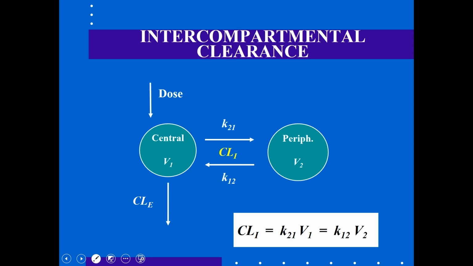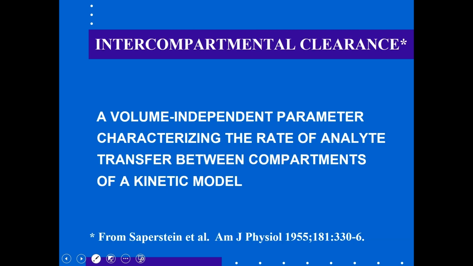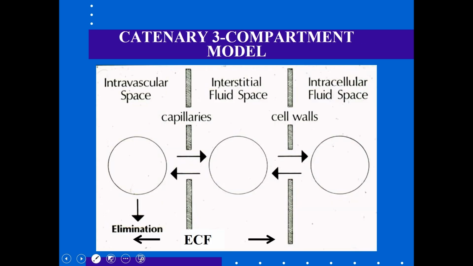There is a clearance also that describes the rate of drug distribution, and that is calculated in an analogous way to the elimination clearance. And like the elimination clearance, it's a volume-independent parameter that characterizes the rate of analyte transfer between compartments of the kinetic model. And this parameter has been really pretty much ignored in pharmacokinetic studies. We'll try to explain a little bit more about it as we go on.